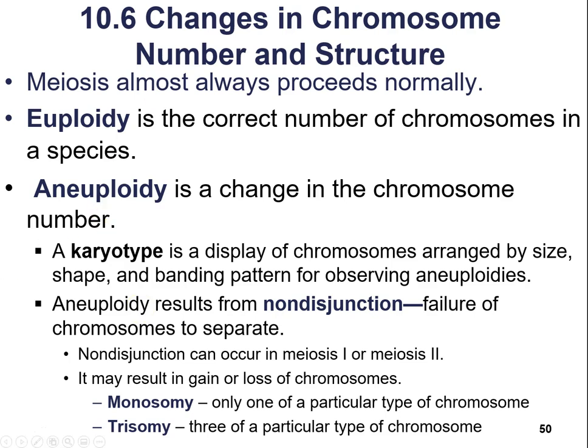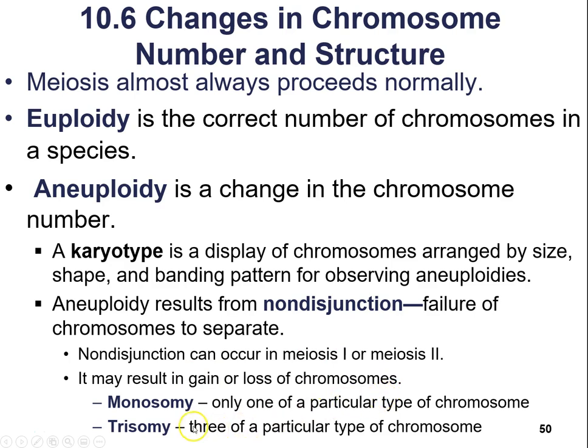Okay, so aneuploidy results from non-disjunction, which is the failure of chromosomes to separate during meiosis 1 or meiosis 2. So basically, instead of one going to one daughter cell and another going to the other daughter cell, they both go together, and then one daughter cell might not even get that chromosome. So it leads to too many in one daughter cell and not enough in the other. I'll show you a picture that shows this non-disjunction and how it occurs and what might happen. Like I said, it may result in the gain or the loss of chromosomes.